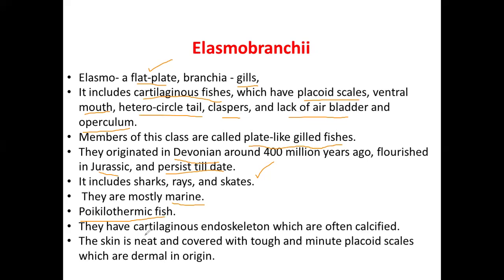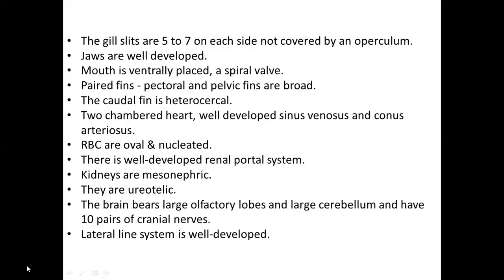And they have an endoskeleton which is cartilaginous, and it is calcified with calcium carbonate. The skin is covered by placoid scales, which are dermal in origin, tough, and present for the purpose of protection. Next slide. These gill slits are 5 to 7 on each side, which are not covered by an operculum. They don't have any kind of operculum.